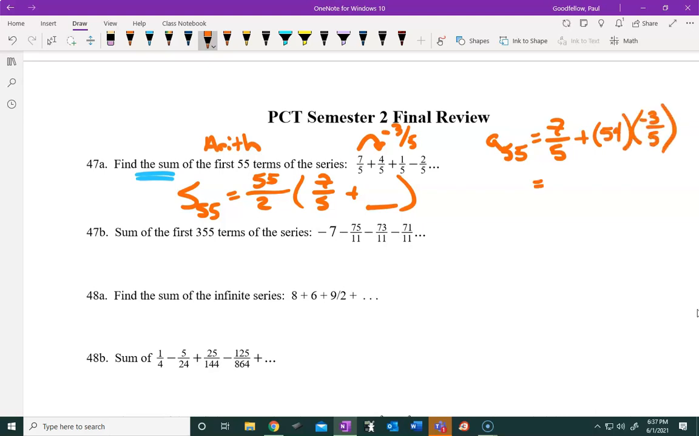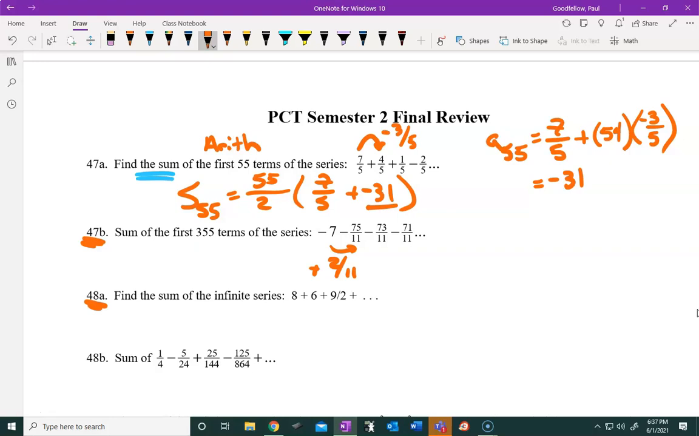And I've actually done this problem. That's negative 31, which is bizarre. And then you can plug away and get that actual answer. 47b is still arithmetic. That question is going up by 2/11. And see if you can figure that one out.